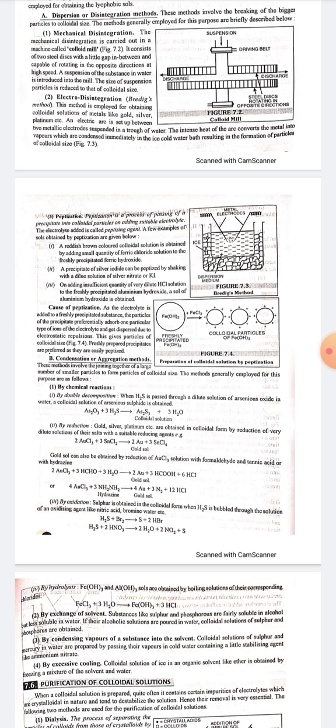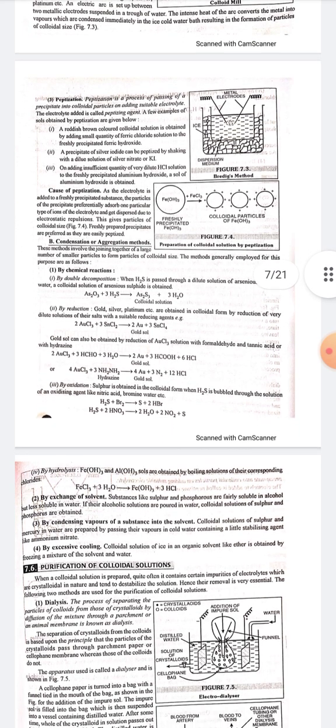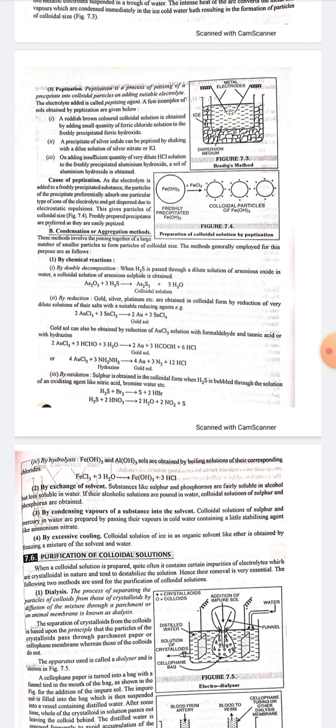Number 2. By exchange of solvents: substances like sulfur and phosphorus are fairly soluble in alcohol but less soluble in water. If their alcoholic solutions are poured into water, colloidal solutions of sulfur and phosphorus are obtained. Number 3. By condensing the vapor of a substance into a solvent: colloidal solutions of sulfur and mercury in water are prepared by passing their vapor into cold water containing a little stabilizing agent like ammonium nitrate.